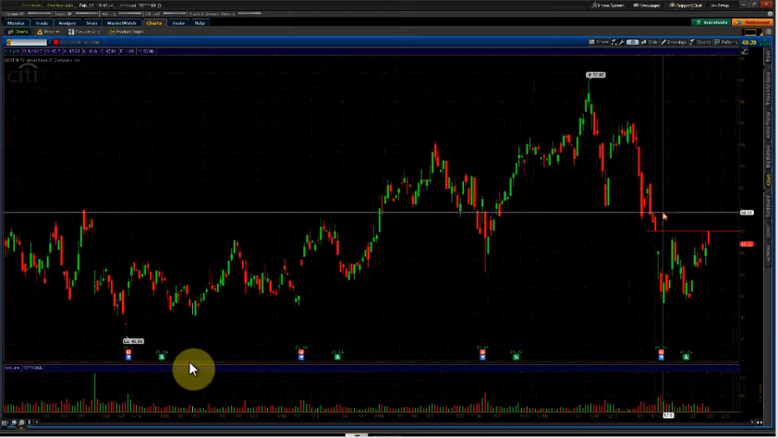Now, if I'm only going to buy in thirds, how much money would I be putting at risk on my first buy in relation to a total position size? 33 and a third percent, right? 33 and a third percent. That might sound like a lot, but in the world of options, 33 and a third percent is nothing.